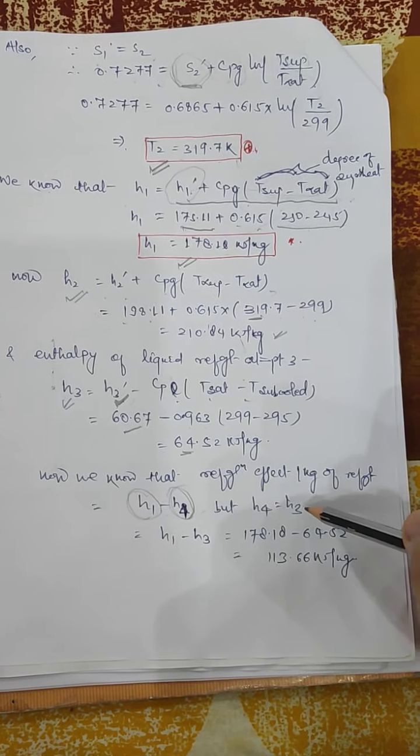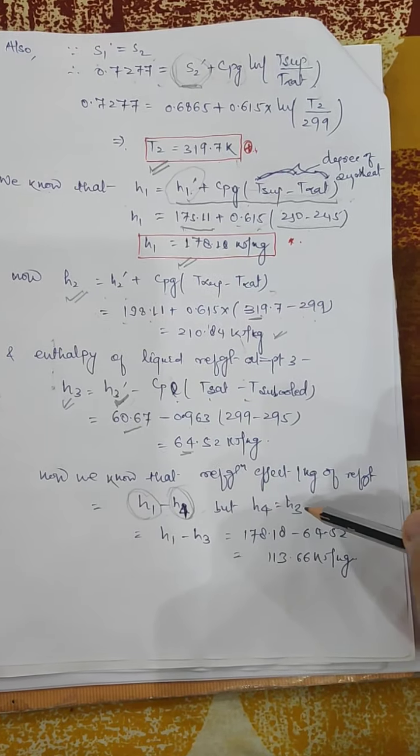So when I equate 42 multiplied by 60 is equal to m dot into 113, now I can calculate this mass flow rate of refrigerant to be 22.1117 kilojoule per kg per minute. Also we can find out the work done during the compression process.